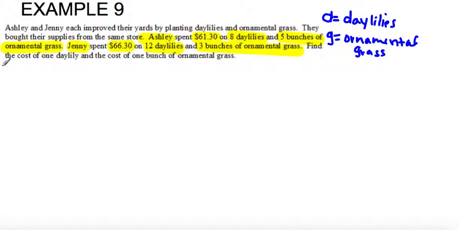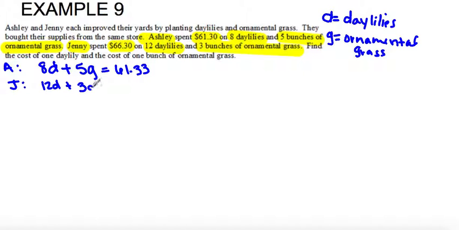Okay, so I set up my equation. I know Ashley will have an equation, and I know Jenny will have an equation. Ashley's equation: we have 8 daylilies, 8D, plus 5 bunches of ornamental grass, 5G, equals 6130. And then Jenny's equation will have 12 daylilies, 12D, plus 3 bunches of ornamental grass, 3G, equals 6630.